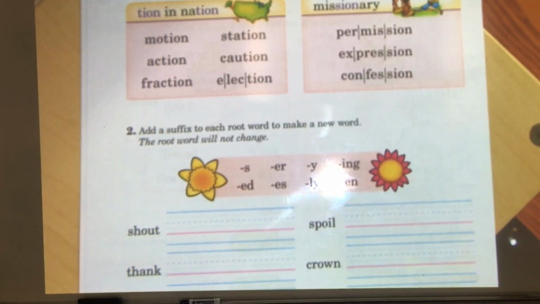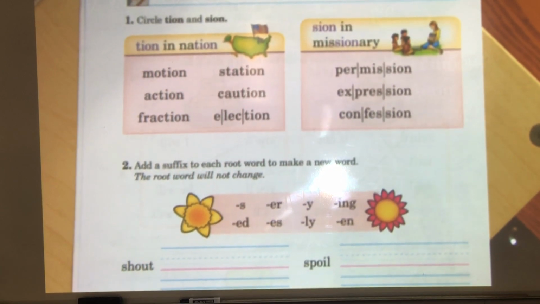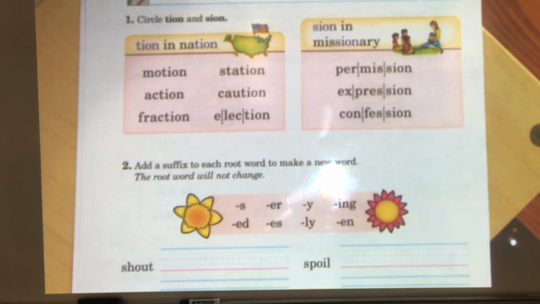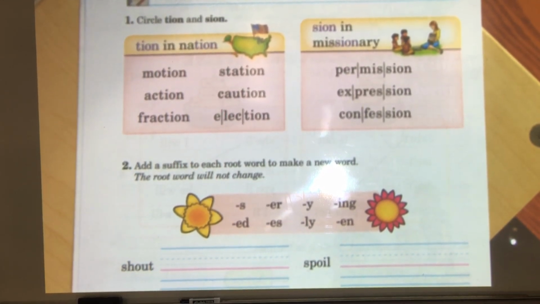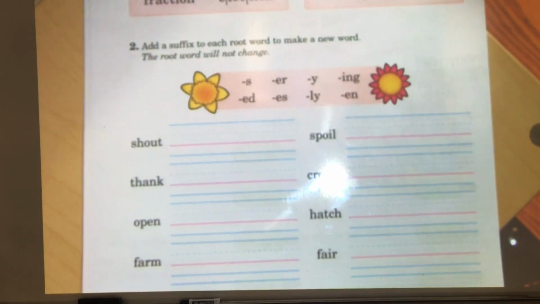The direction for section 1 says circle shun, and nation, and shun, and missionary. So you will circle the special sounds in your words. And make sure you circle any other special sounds you see as well. Let's take a look at section 2.